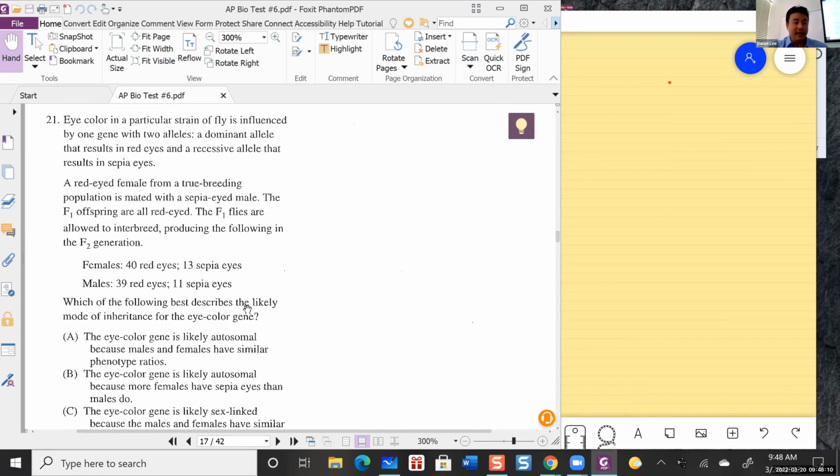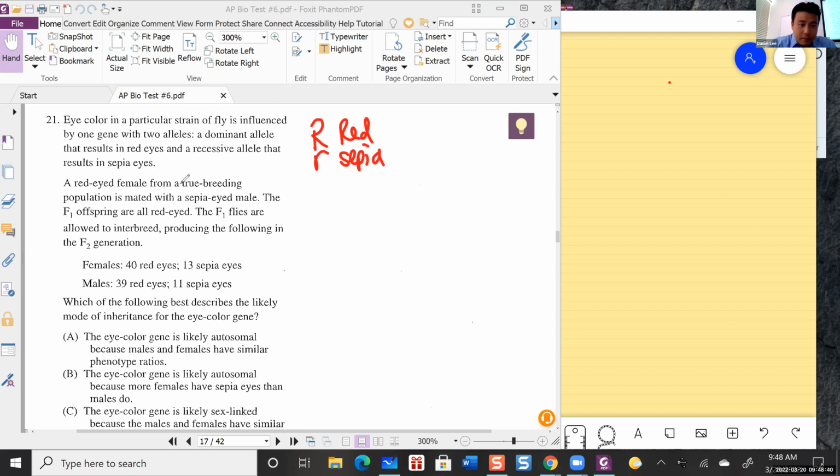Eye color in a particular strain of fly is influenced by one gene with two alleles. Every gene has two alleles. Unless you have multiple alleles, with 4, 5, 6 alleles, you still pick two: one from mom, one from dad. So here is a simple dominant allele that is red. For a question like this, I always write it down. Big R is red, and the other one, little r, is sepia, which is not red.